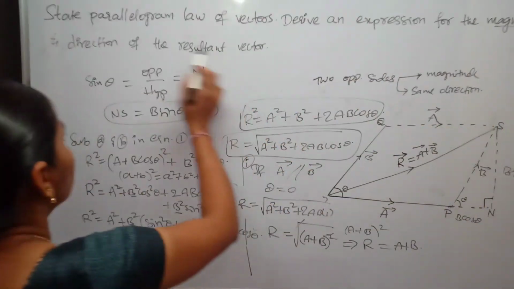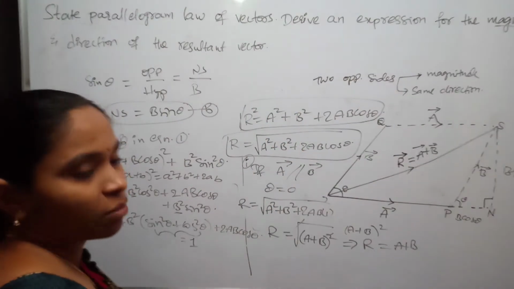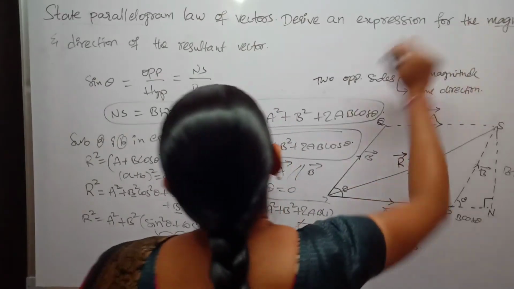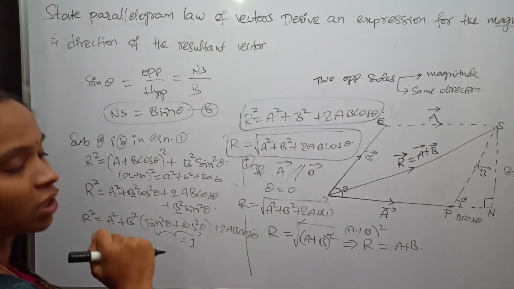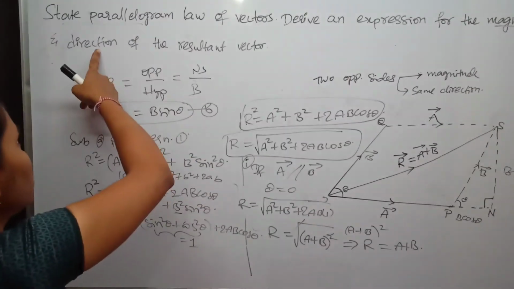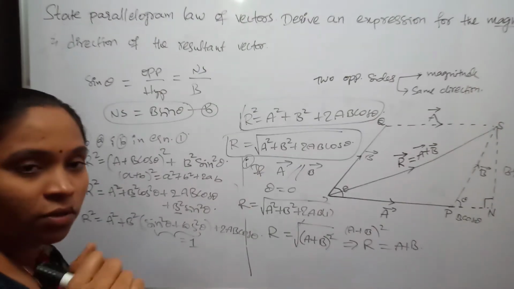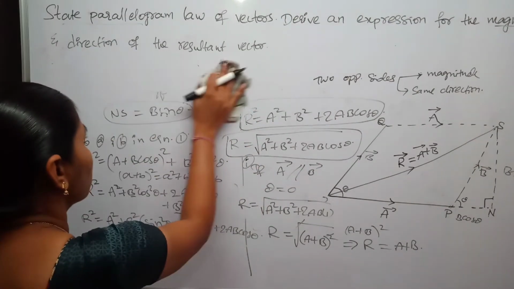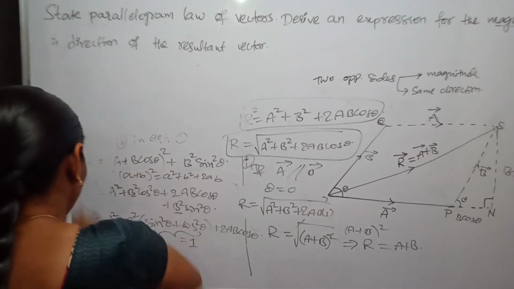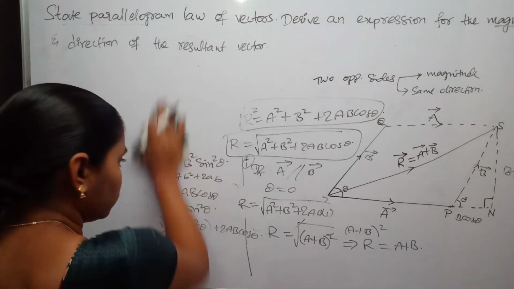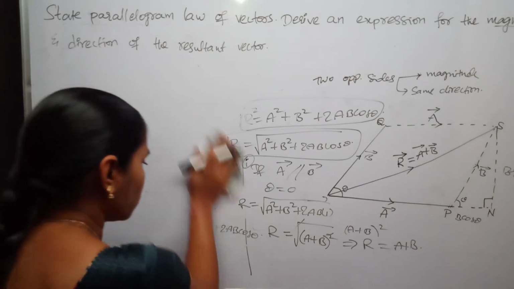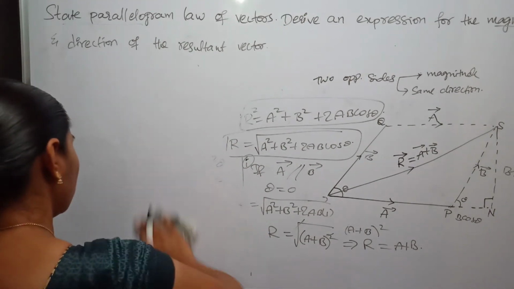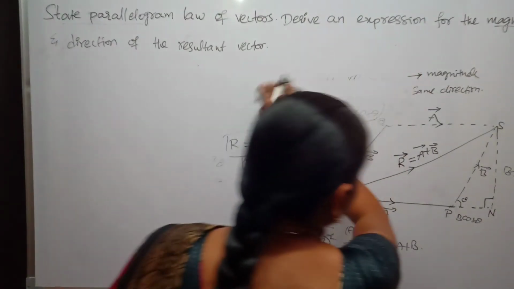I had given the statement for the parallelogram law of vectors and derived the magnitude of the resultant vector, and now we have to derive the expression for the direction of the resultant vector. Just pause the video and take the screenshot.